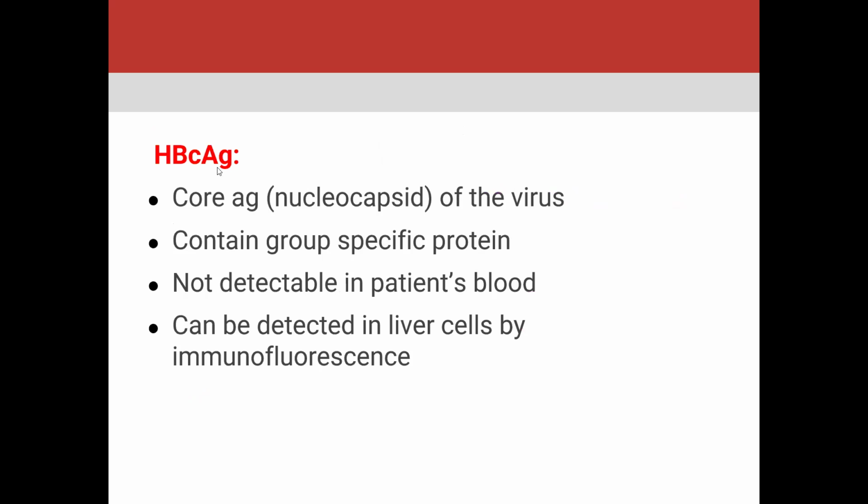Next, HBC antigen. C stands for core, so it is a core antigen or nucleocapsid antigen. This core antigen consists of group specific protein, and HBC antigen cannot be detected in the patient's blood. HBsAg, hepatitis B surface antigen, can be detected in the patient's blood, but HBC antigen cannot. Then how can we identify this HBC antigen? It is present in the liver cells, and it can be identified by using the immunofluorescence technique.